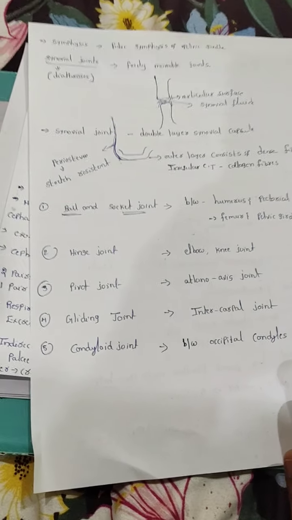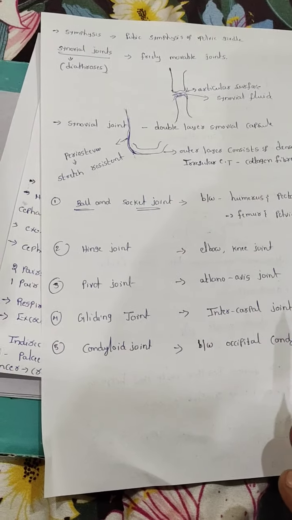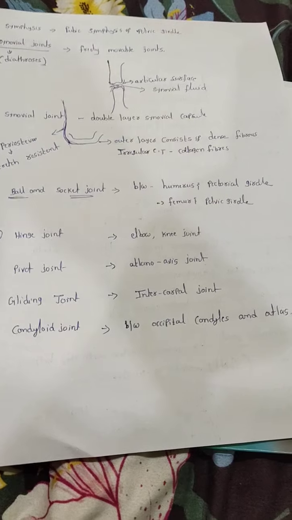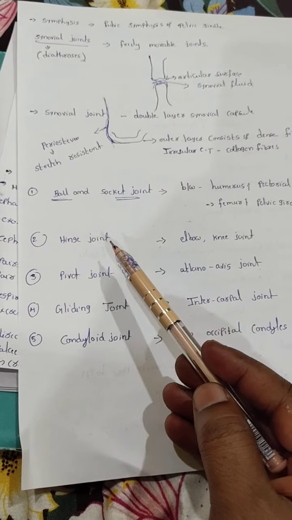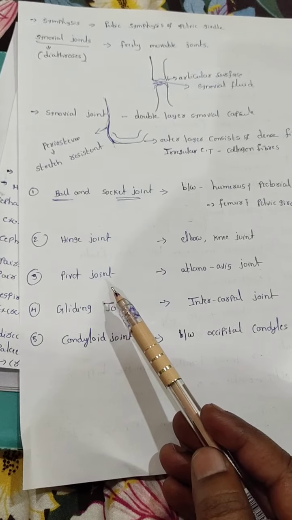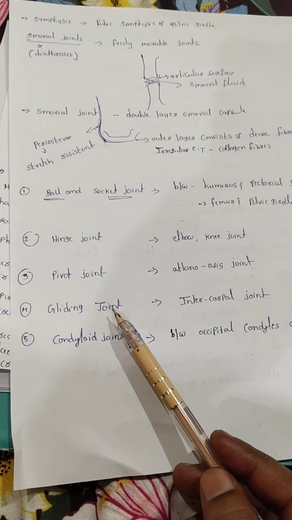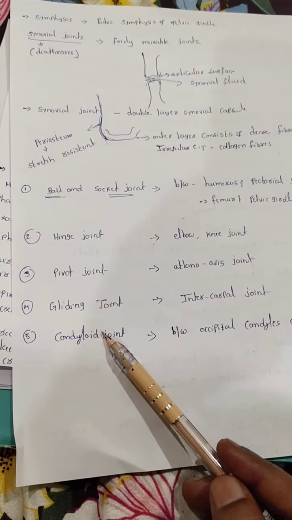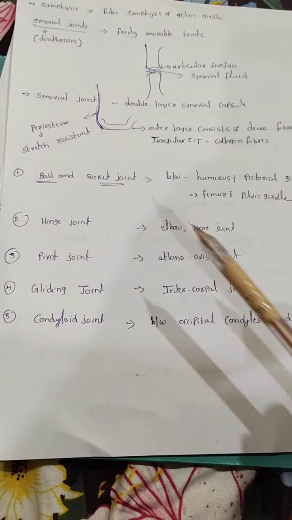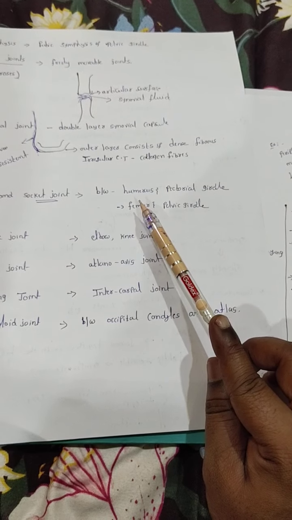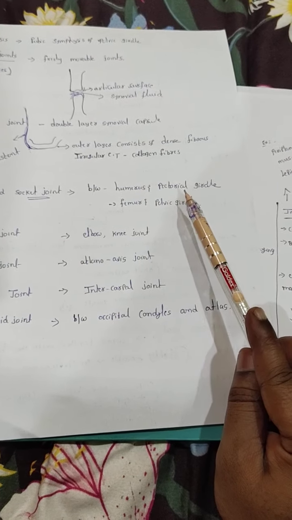What are the best examples? Here, very important, you have to remember these examples. First one is the ball and socket joint, second one is the hinge joint, third one is the pivot joint, fourth one is the gliding joint, fifth one is the condyloid joint. First we can go for the ball and socket joint. The ball and socket joint is present between the humerus and pectoral girdle.